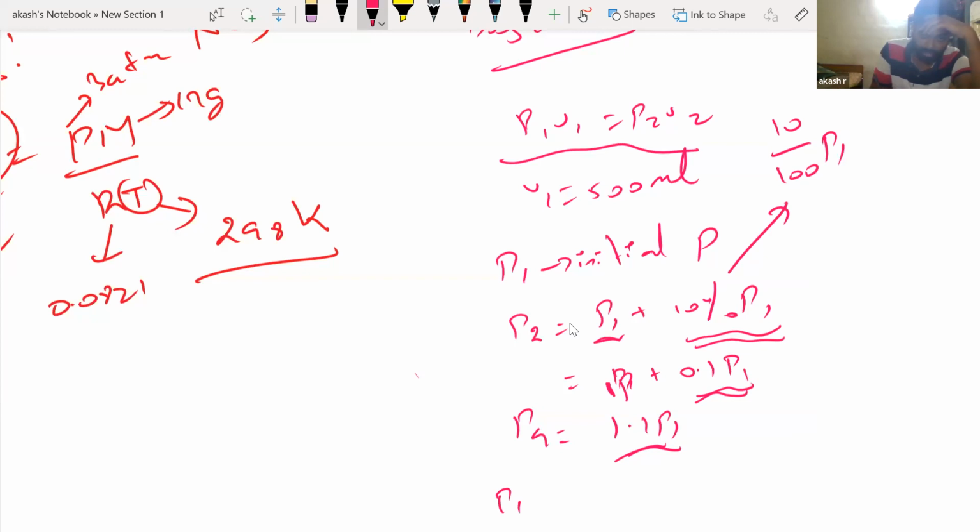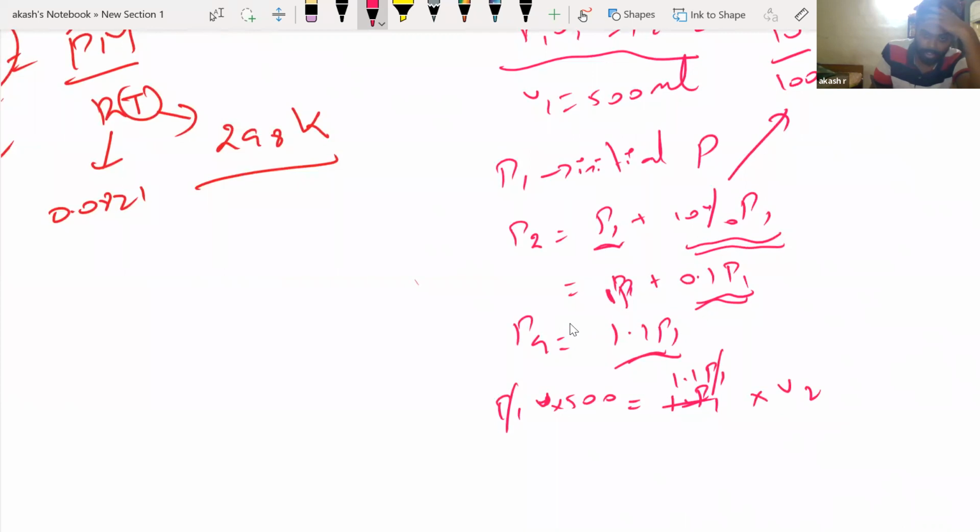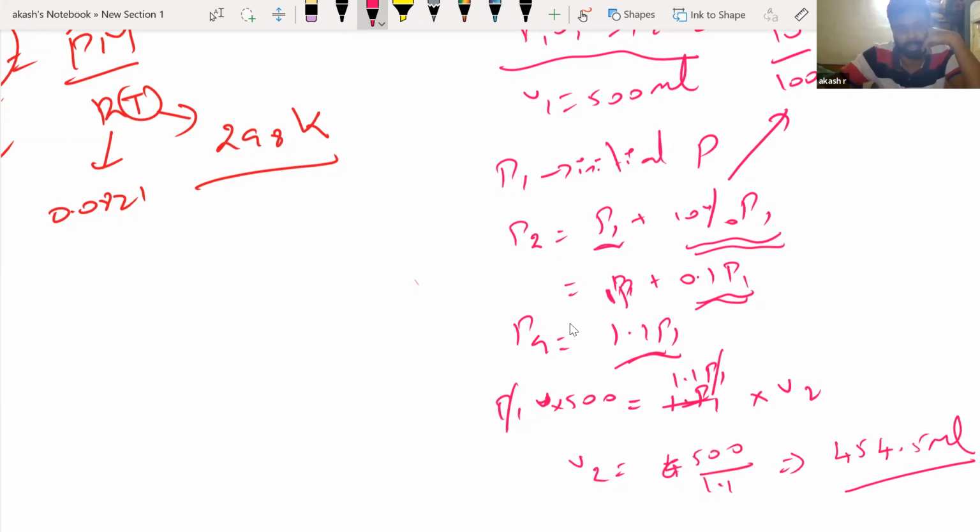So P1 is the initial pressure, V1 is 500. So P1 into 500 is equal to P2, which is 1.1 into P1, into V2, the volume we have to find. P1 gets cancelled, so the final volume is equal to 500 divided by 1.1. The exact answer is 454.5 ml. This is the exact answer you should be getting. Very, very simple.